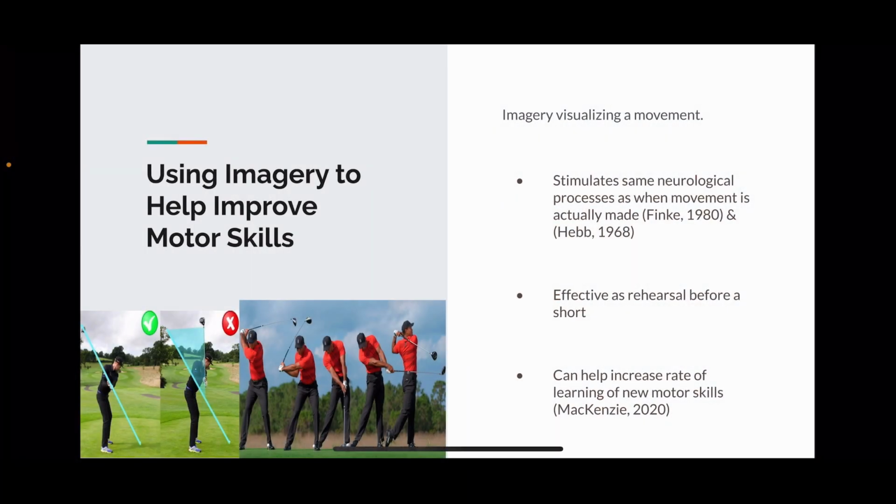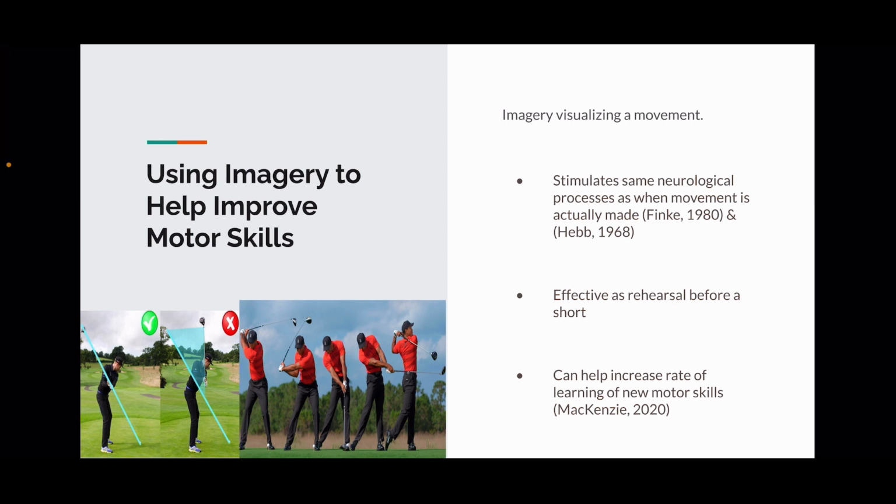So, using imagery to help improve motor skills. Imagery is essentially visualizing a movement. You're visualizing what you want your body to do. It stimulates the same neurological process as when movement is actually made. Imagery is really effective as a rehearsal before a shot, like, again, saying a pre-shot routine. I think that's where all golfers use imagery, before they hit the ball, the pre-shot routine.